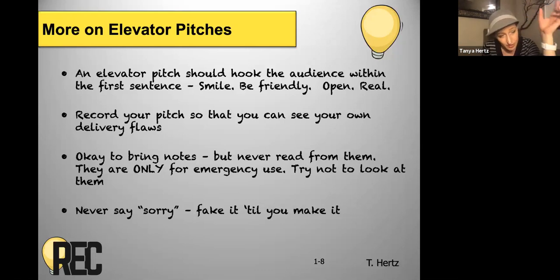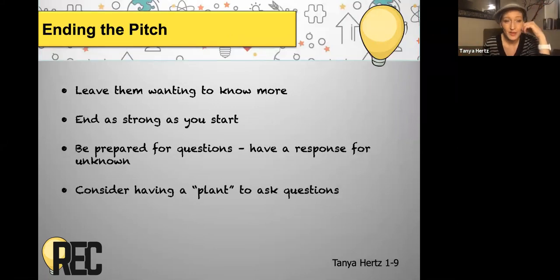It's okay to bring your notes if you're doing it in person, but please don't ever read your notes, right? Just look at them. They're there to just save you in the case of an emergency. Don't try to read from them. Don't ever say sorry. Fake it till you make it. We don't know what it's supposed to be until you tell us that you made a mistake.